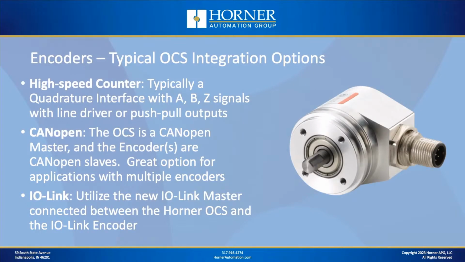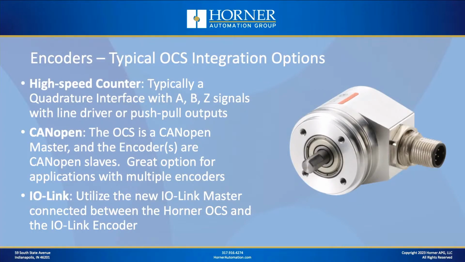So with a Horner OCS and with PLCs, really, the most common way to integrate an encoder is through a high-speed counter. In that scenario, you would purchase an encoder that typically would have some sort of quadrature interface. Electrically, it's usually either a line driver or some sort of push-pull or totem-pole type output. And then the signals that are going to be output by the encoder in that scenario are typically going to be A, B, and then sometimes Z.